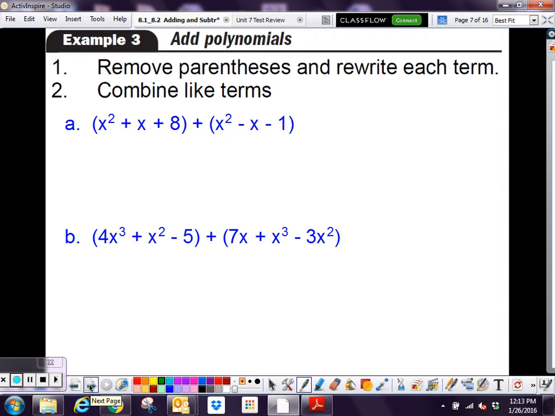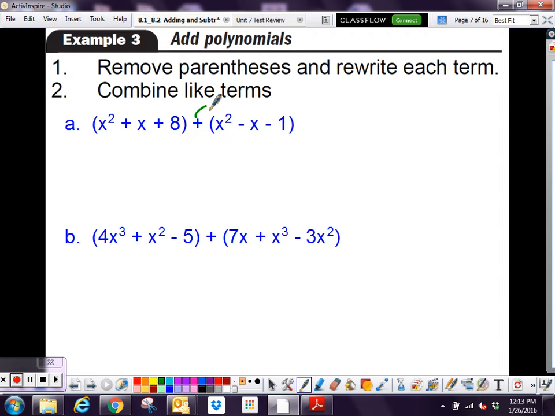Now we're going to look at adding polynomials. So we're going to take something with 2 or 3 or 4 terms and add it to something else that has 2 or 3 or 4 terms. Now remember what I just said about adding, where you're not going to touch the exponents. So the first step is we're going to remove the parentheses and rewrite each term. That's going to be really important for when we actually see minuses. And then we're going to combine like terms.